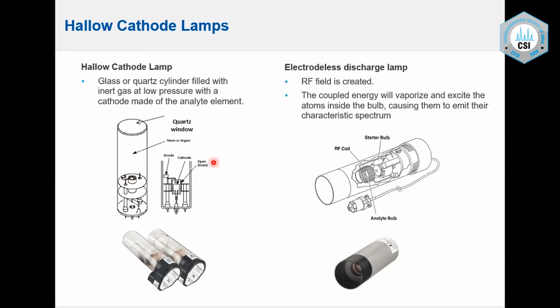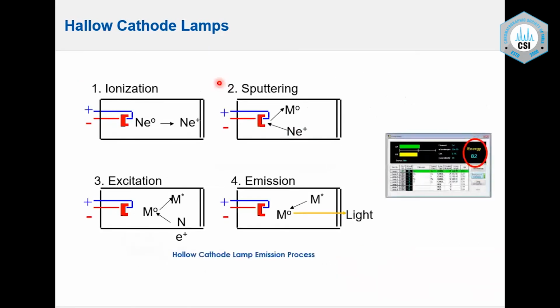For some elements like mercury, selenium and phosphorus, you don't get much energy with a hollow cathode lamp. This energy can be improved by using an electrodeless discharge lamp. You get almost double the energy with the electrodeless discharge lamp, which is highly sensitive, where the metal or metal salt is filled into the bulb, and this bulb is surrounded by an RF coil. We apply RF frequency to this, and because of that the elements get atomized properly and you get more intensity of light.